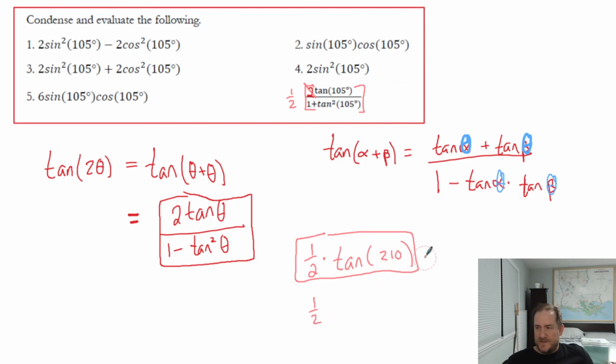1/2 tangent of 210, that's a 30-degree reference angle, but it's in quadrant 3, but tangent's positive in quadrant 3, so it's just root 3 over 3, which is root 3 over 6. And that's it. That's lesson 10 reviewed.